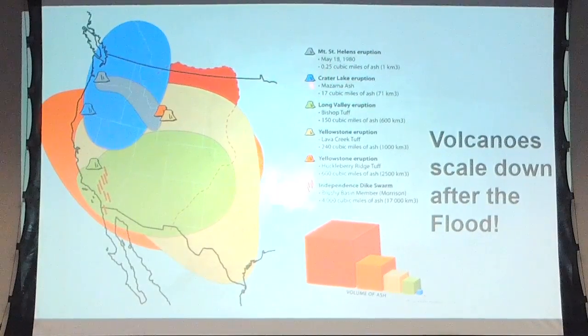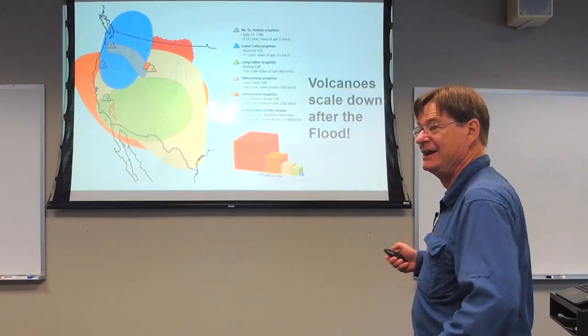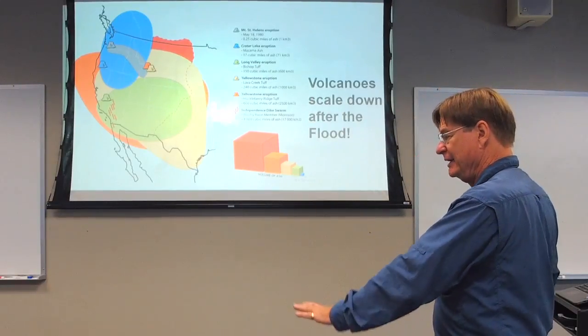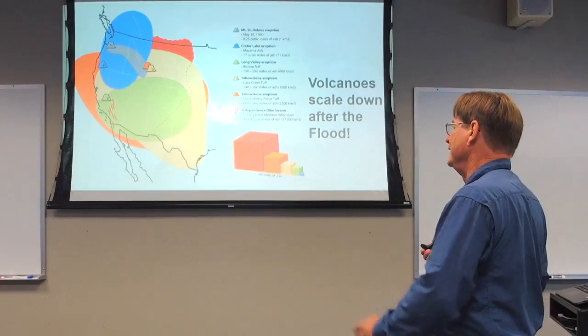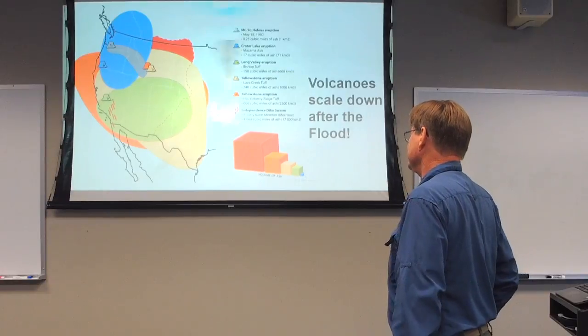And then, of course, we have the Crater Lake eruption in the post-flood period. Mount Mazama in southern Oregon erupted and then collapsed to make Crater Lake. 17 cubic miles of ash spread around, obviously in the post-flood period. And then Mount St. Helens, trivial, a quarter cubic mile of ash. Okay, volcanoes scale down after the flood. And these large-scale volcanoes in the post-flood period that are buried provide the evidence that we need to look at for exposure. And so, volcanic evidence of exposure.